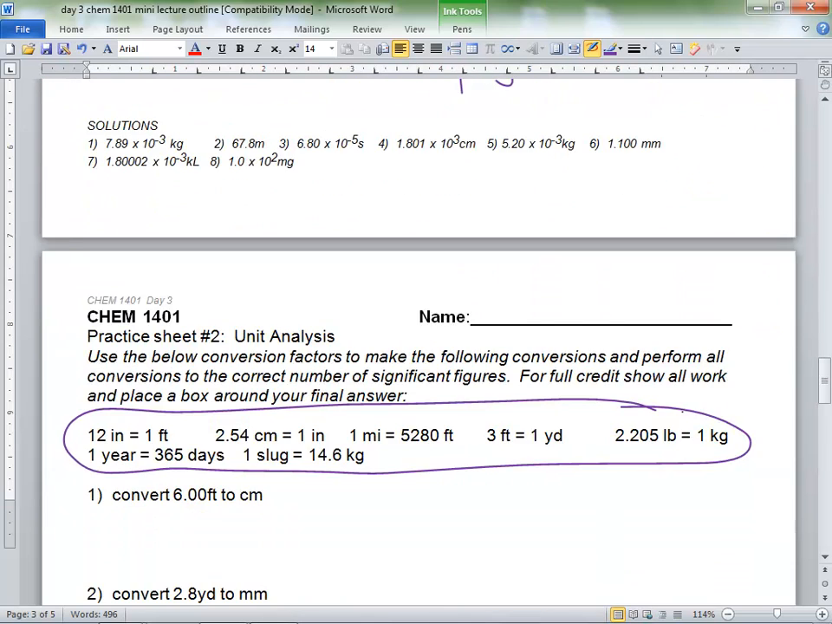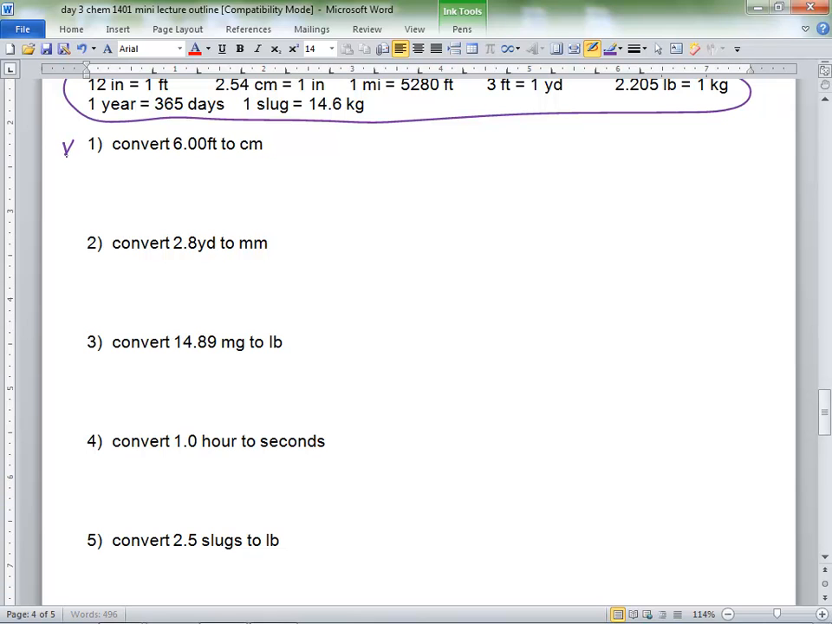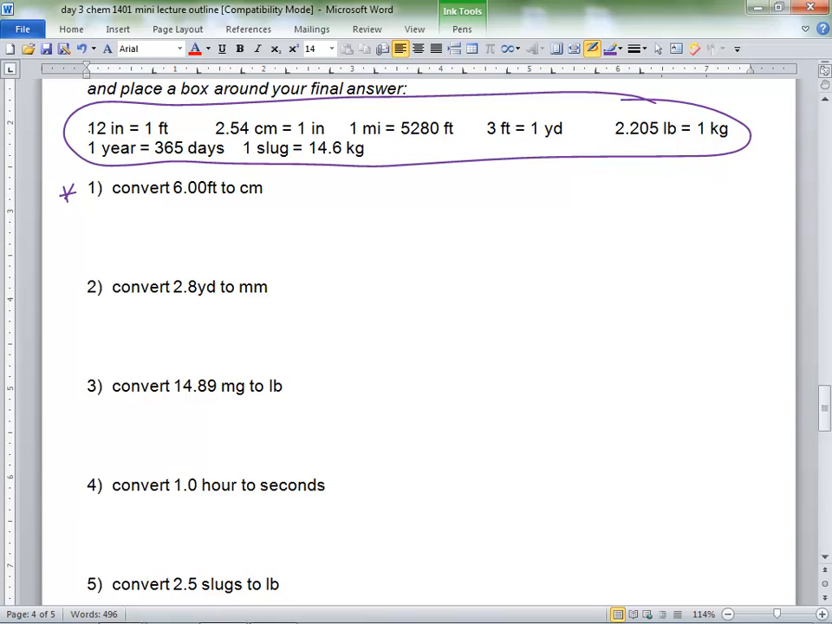Let's jump down to this one. Let's try 6.00 feet to centimeters. 6.00 feet, and get it all the way to centimeters. Okay? Convert it to the right number of sig figs. And the conversion factors you need, I give them to you. The only ones I don't give are the metric ones. So they're up there somewhere. Everything you need is up there.